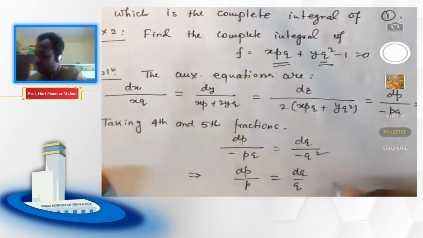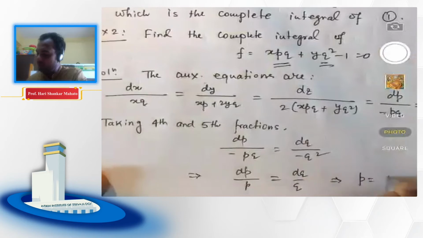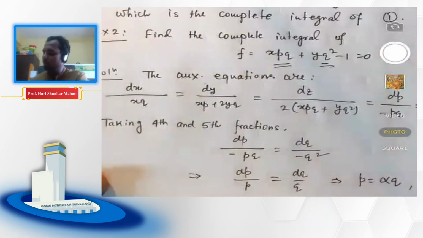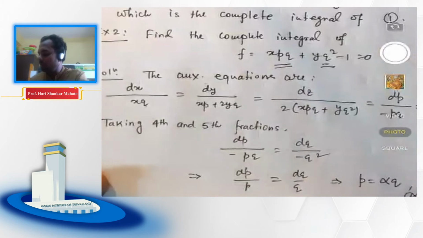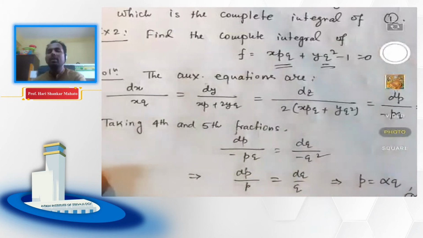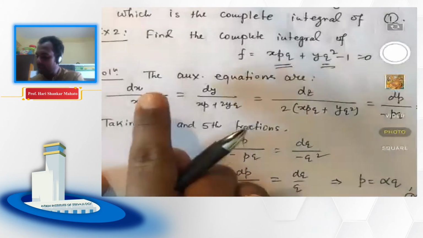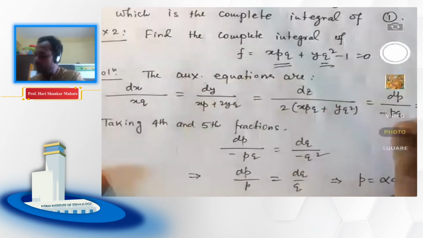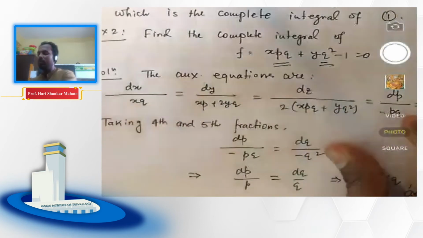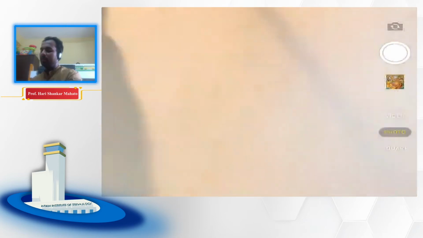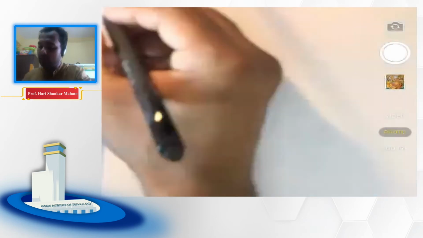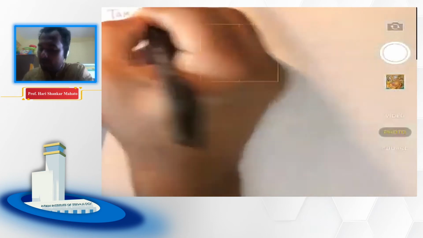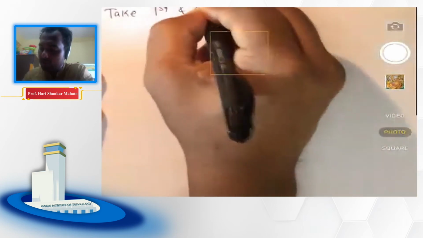And if we integrate both sides, this will give you p equals alpha q, where alpha is an arbitrary constant. You might as well call it the one parameter family of PDE. So p equals alpha q, where alpha is a constant. Similarly, if I take dx by xq and dp by minus pq, so now I'm taking the first and fourth fractions.